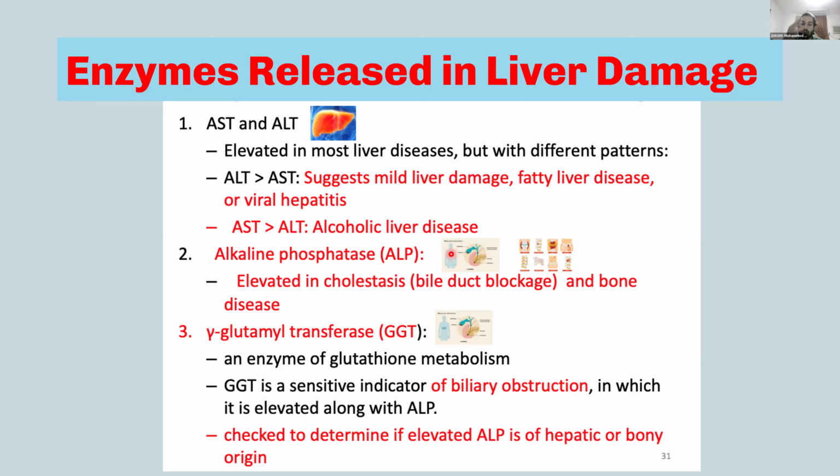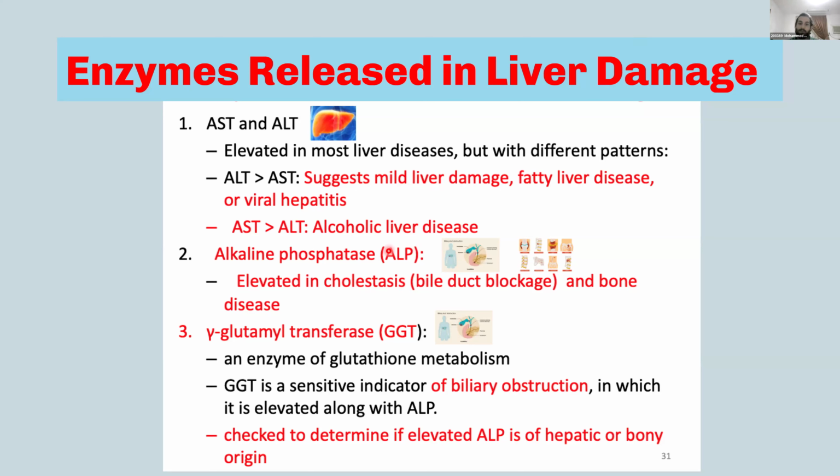sphincter of Oddi, common bile duct, whatever. We're not focusing on that. Just if there is a bile duct problem, you see increased level of alkphos. Also, this enzyme has a role in bone buildup and degradation. Any bone problem, you can see the level of this enzyme increase.